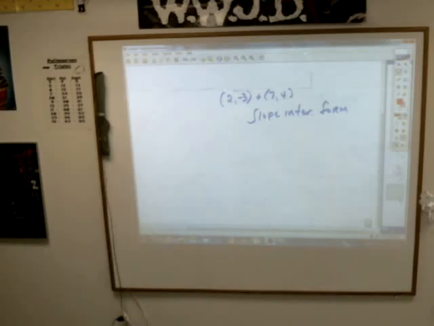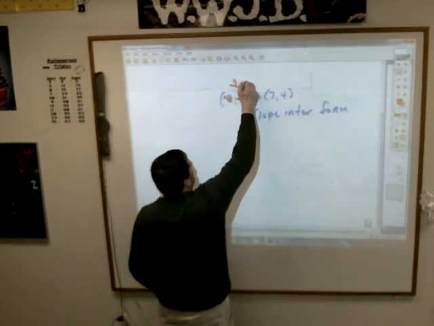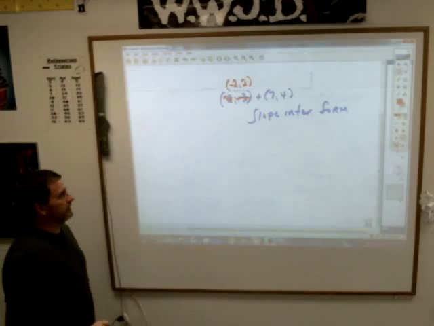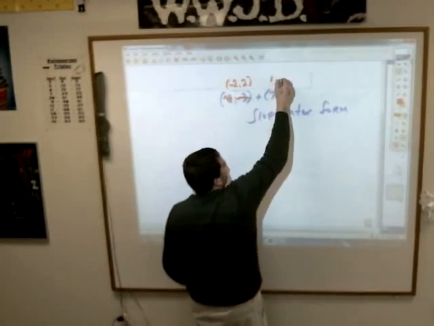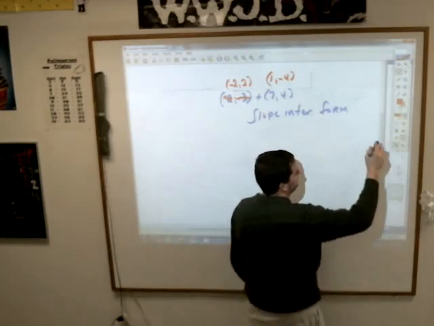Okay, let's try this. If I did this right, everybody will be happy. Negative 2, 2, and 1, negative 4. We'll see if this actually works out. I may or may not have done it right.